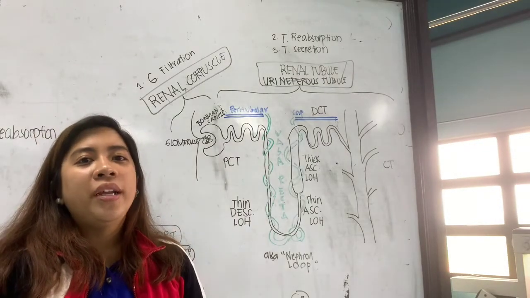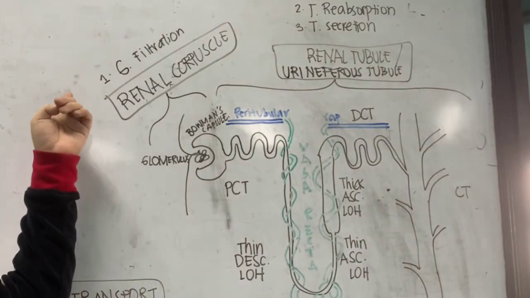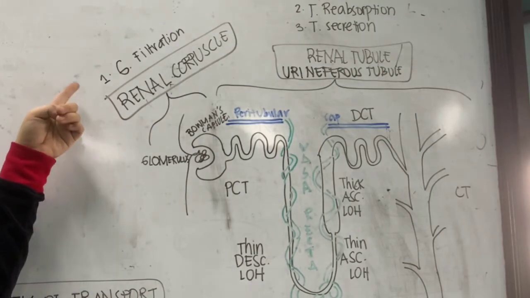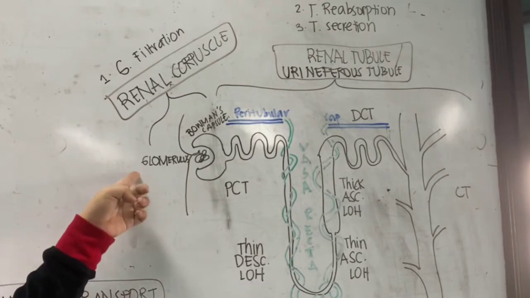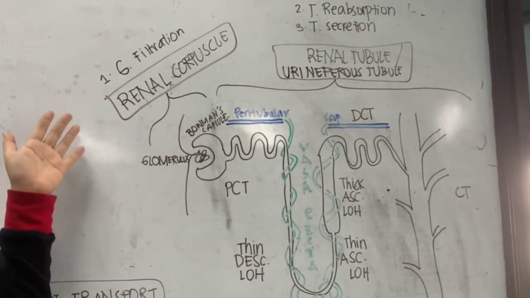Okay, so this is your nephron. And as you've already discussed, the number one process you have in forming your urine is your glomerular filtration. This happens within your renal corpuscle by way of your glomerulus being filtered by your Bowman's capsule. This is the first step in forming your urine.